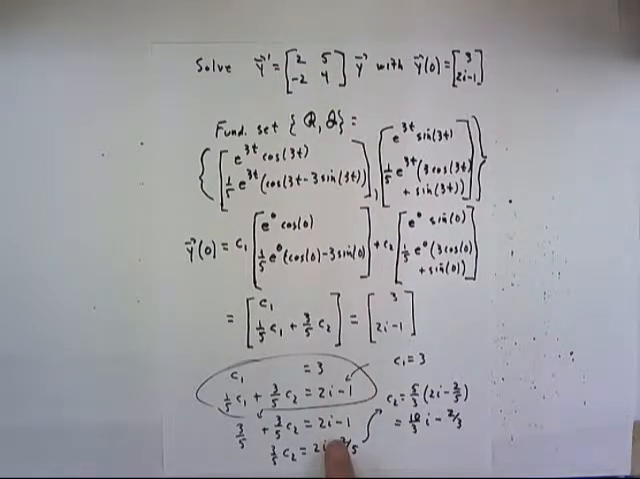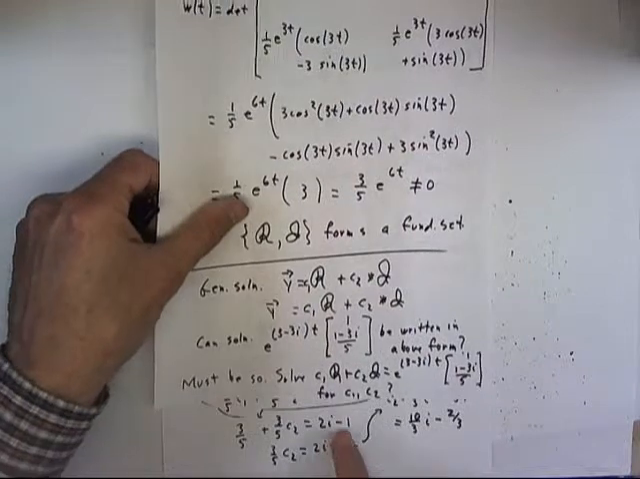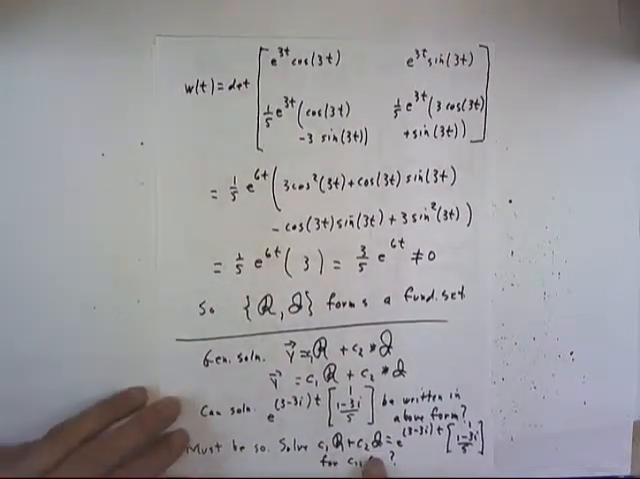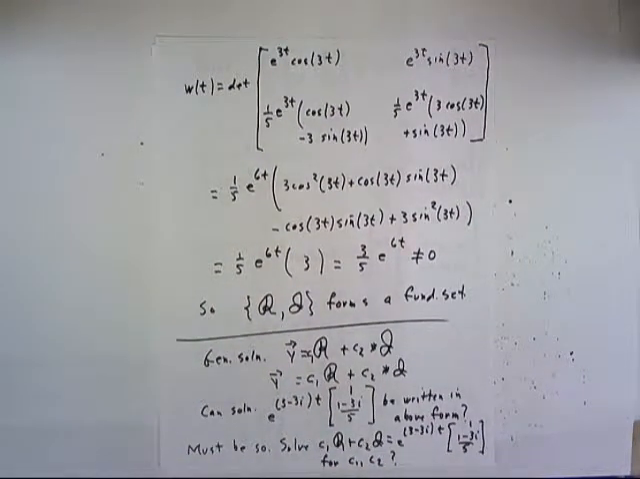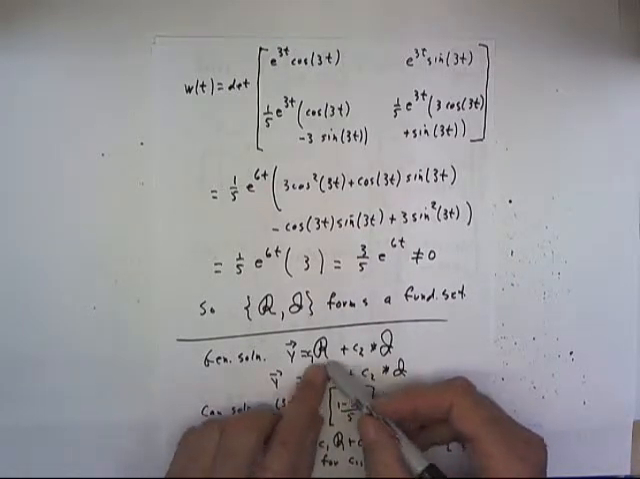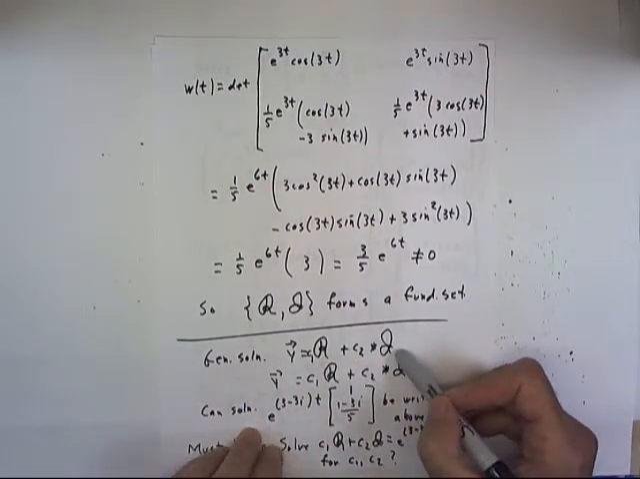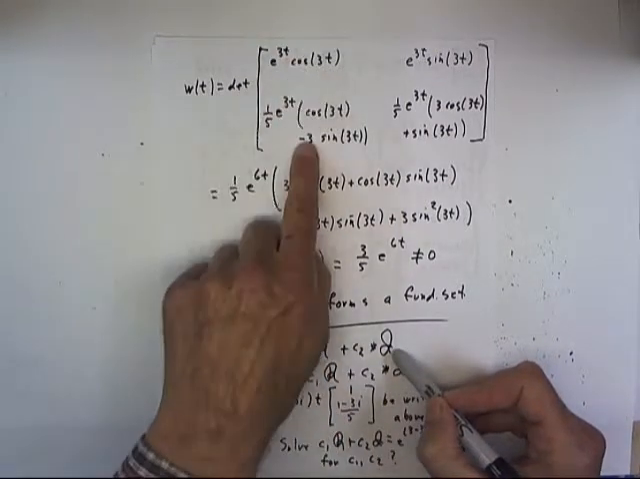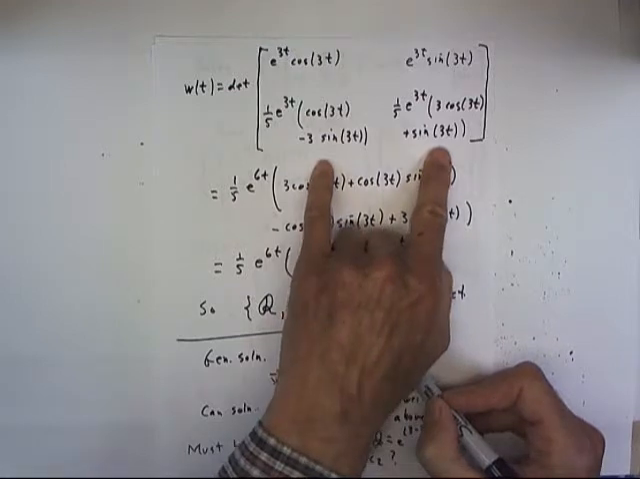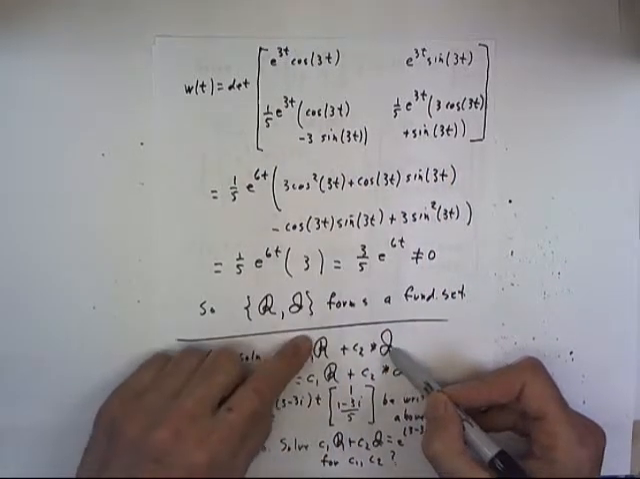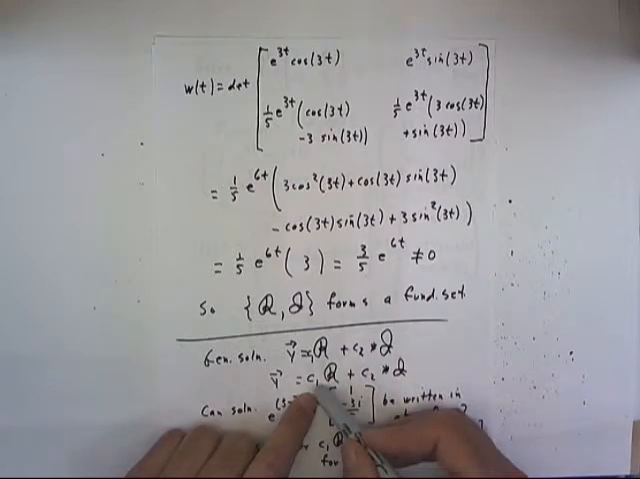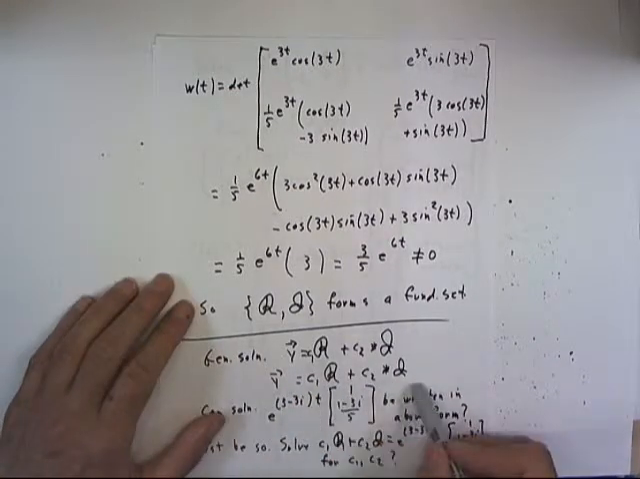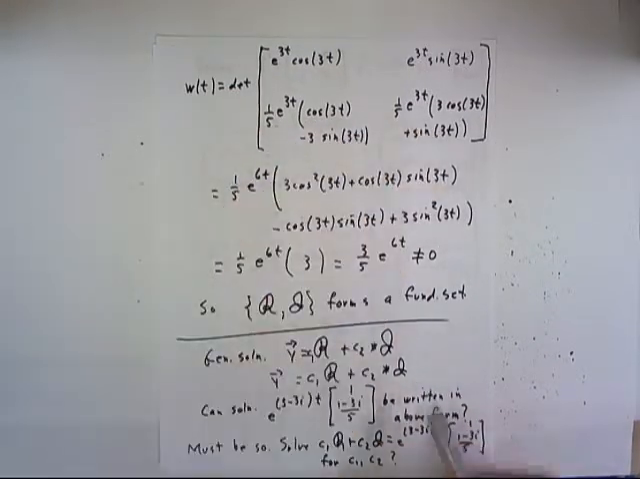Now, before we go on with this solution, let's digress back to the question I posed at the end of the last clip. How could two real valued functions, because the script R and the script I functions are both real valued, they have no imaginary numbers in them, how could a sum of multiples of those two real column vectors give us something like this, which has all kinds of imaginary numbers in it?